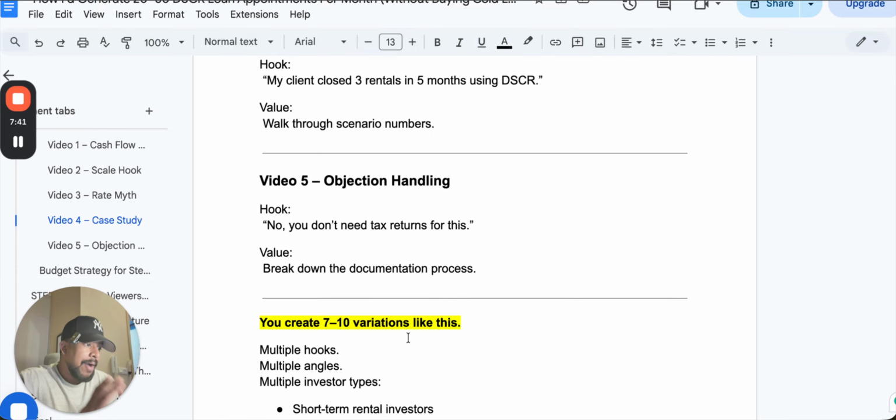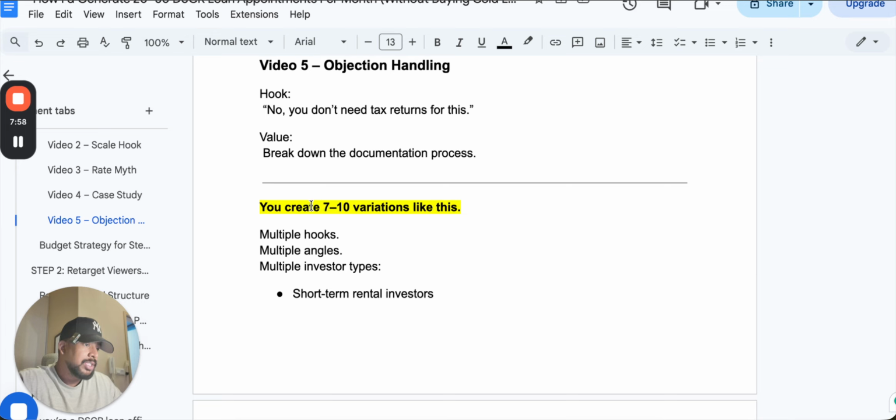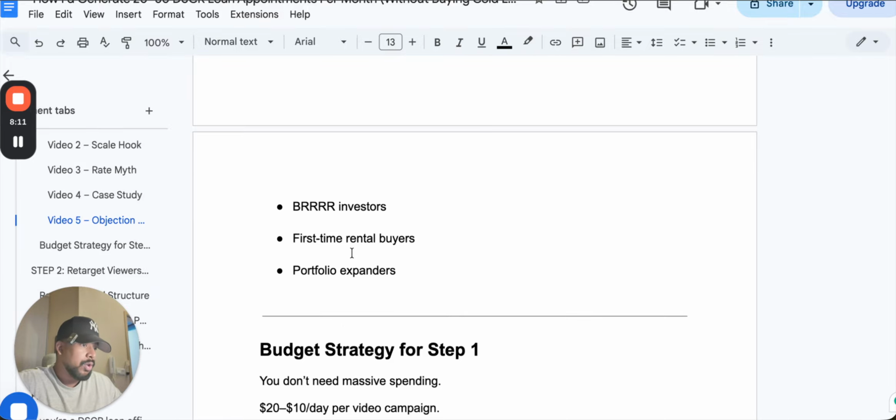Again, you have to be very careful about the content you create, because you don't have much option on Facebook ads to do interest targeting in any mortgage or real estate ads. So you have to create the right audiences with the right videos. You create multiple variations, 7 to 10 at least, with multiple hooks, multiple angles, and focus on targeting different investor types: short-term rental, BRRRR investors, first-time rental borrowers, buyers, and also portfolio expanders.